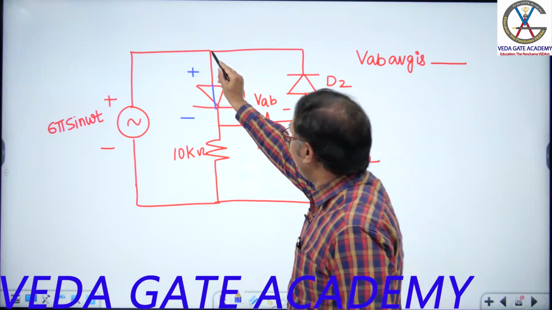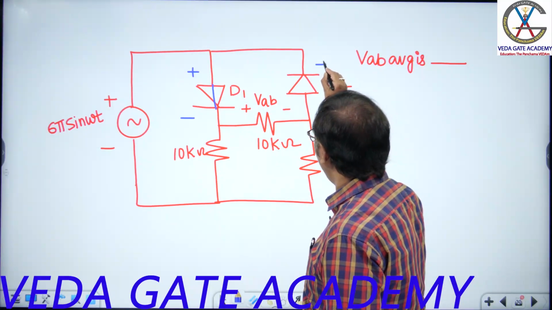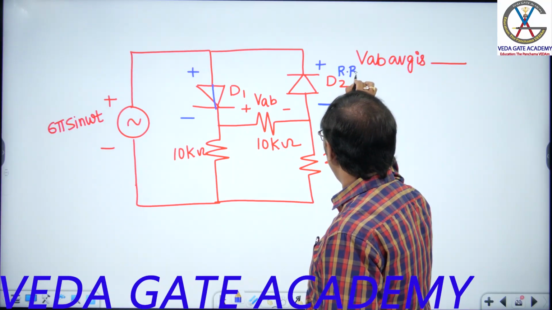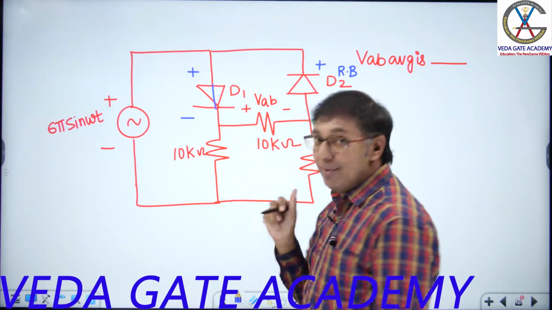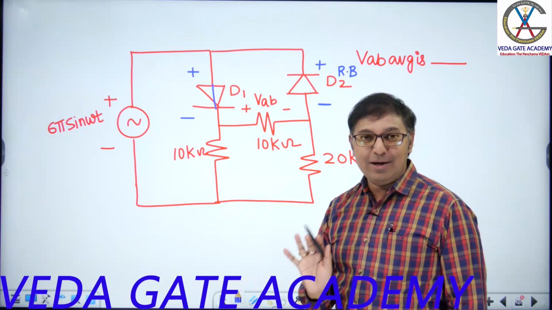Say some current flows like this. Assume some current is flowing. When current enters an element, plus; leaving, minus. This diode is what? Reverse biased. Now what is the conclusion? Current is flowing, but how much value? 0 amperes.